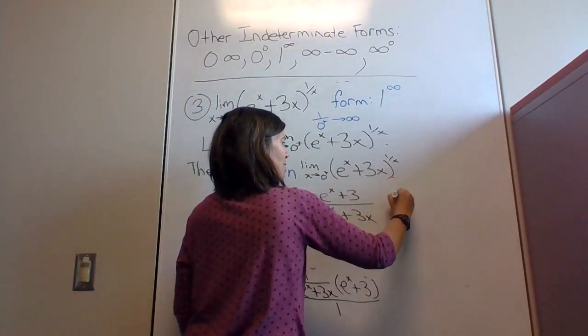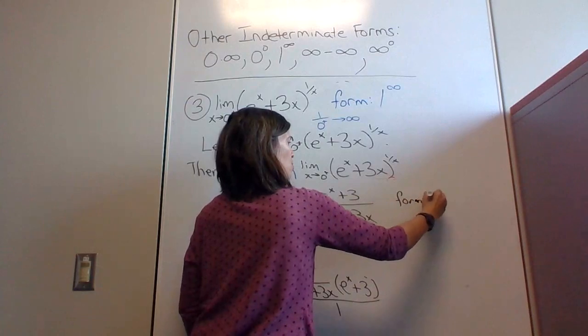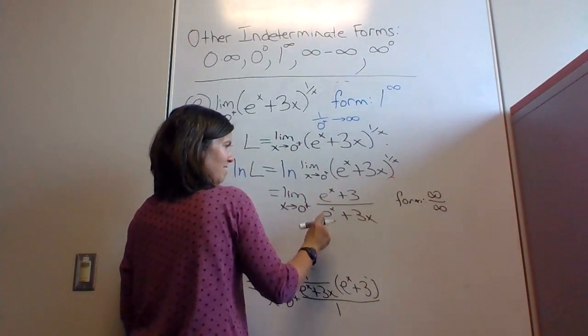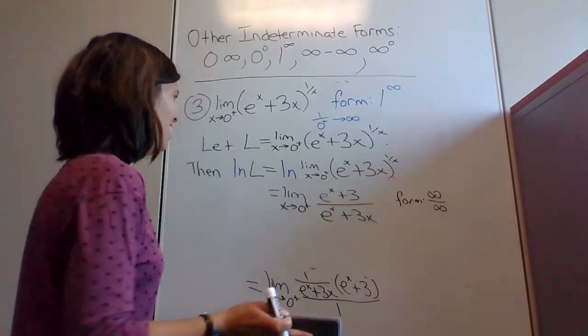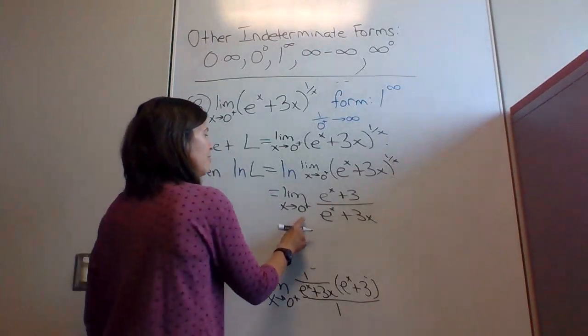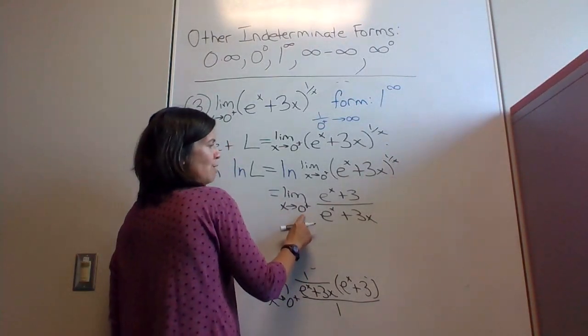So now this limit has the form infinity over infinity. Oops, no it doesn't. Sorry guys, it's just like being in class. I make these little mistakes, these little boo-boos. I was thinking of x approaching infinity. It's not, it's approaching 0.